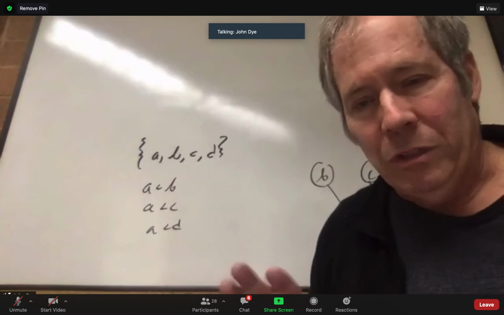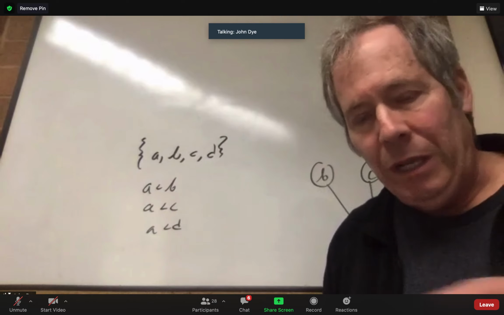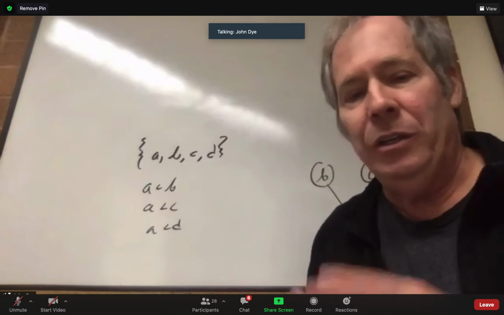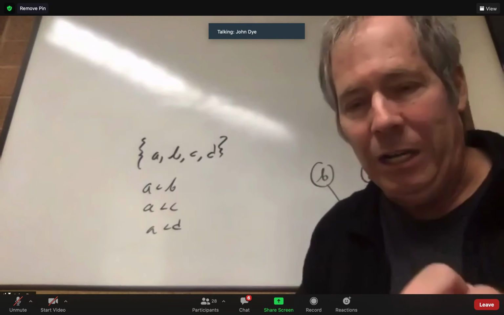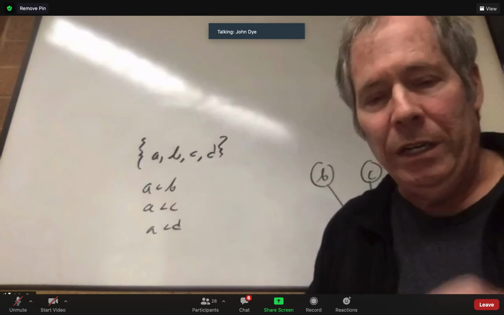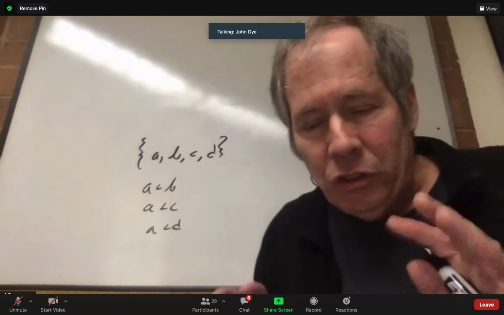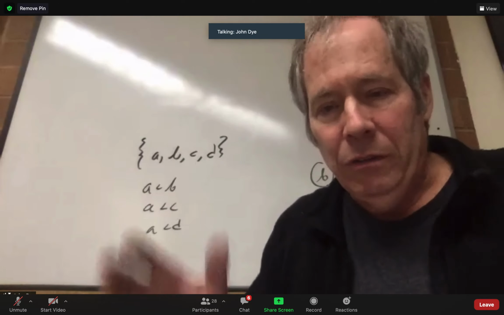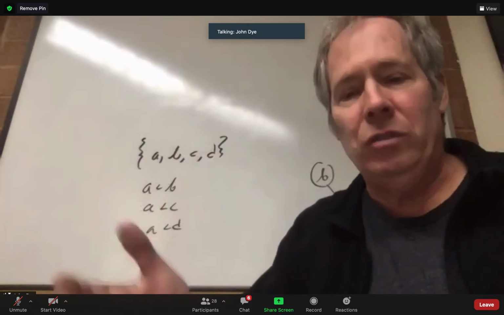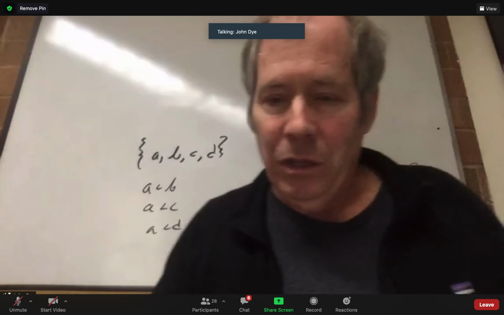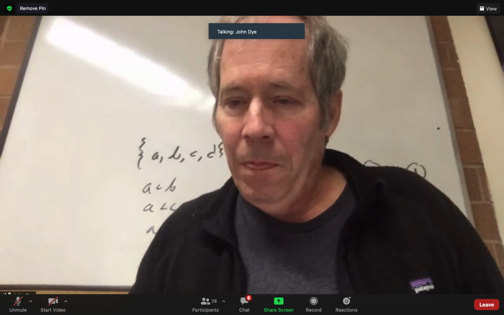You've got 4 numbers, right? When you make a comparison, that's a binary operation, right? You're going to compare A to B, for instance, as binary. You're taking 2 of them, right? So how many ways can I choose 2 of these numbers from 4? How many ways can you choose 2 from 4? Are you good with this?